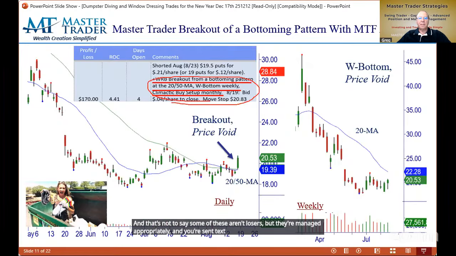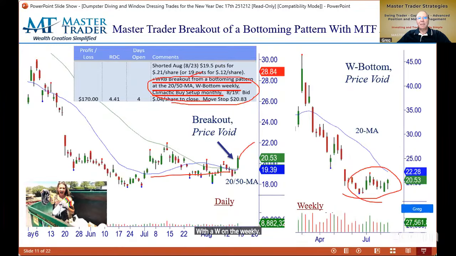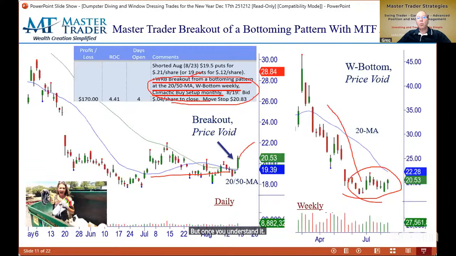The point is, Dan said wide range bar from a bottoming pattern with a W on the weekly. Climactic means it went down a lot, and a retest. Now, that all might sound to you right now as a bunch of jargon, like a lot of word salad, but once you understand it, all of those words give you confidence as to why you're doing something.